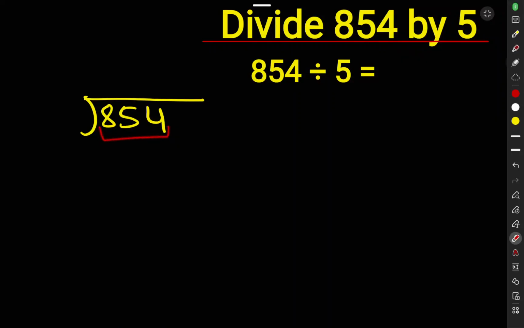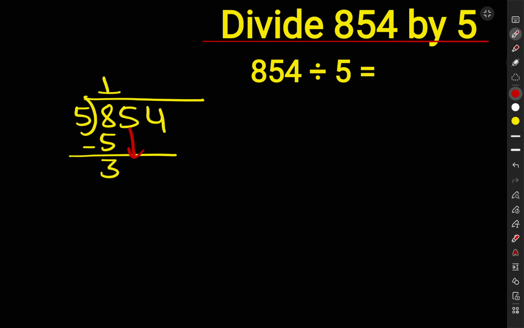Divide 854 by 5 in a long division method. 5 times 1 is 5. On subtracting we get 3.